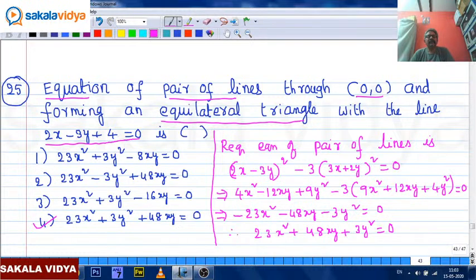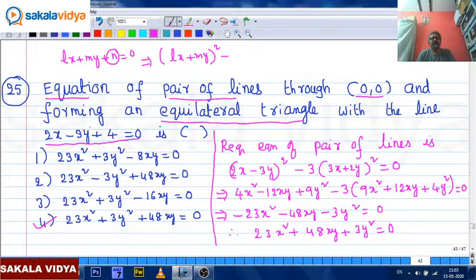So the equation of the pair of lines passing through the origin and forming an equilateral triangle with the line Lx plus My plus n is equal to 0: remove this constant, write Lx plus My and square it, and minus 3 times, interchange these two and change the sign, Mx minus Ly whole square is equal to 0. This is the formula. Already we have discussed it.